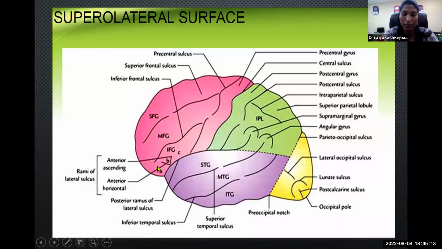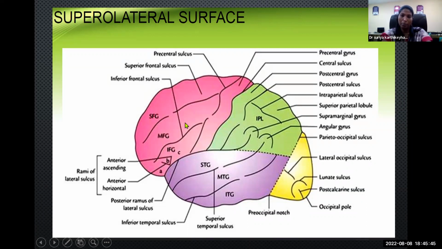What is the importance of the inferior frontal gyrus? Actually, in the inferior frontal gyrus, we have the lateral sulcus. From the lateral sulcus, there are rami, ramifications from the lateral sulcus. One ramus will be ascending, that is anterior ascending, and then one ramus will be horizontal, that is anterior horizontal, and then another is the posterior ramus of the lateral sulcus. Okay, this will be dividing the inferior frontal gyrus. Okay, this is about the frontal lobe.